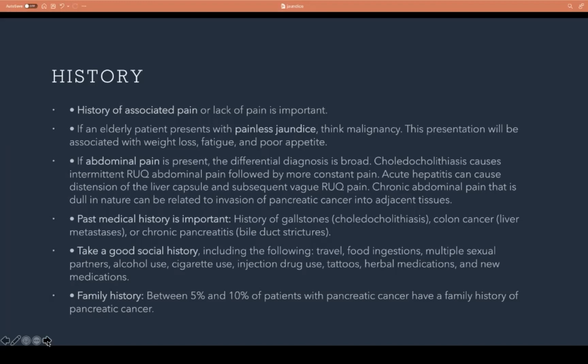Past medical history, so some things can repeat itself. If they have gallstones in the past, they might present with another one later down the track.